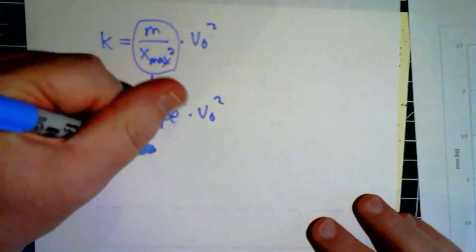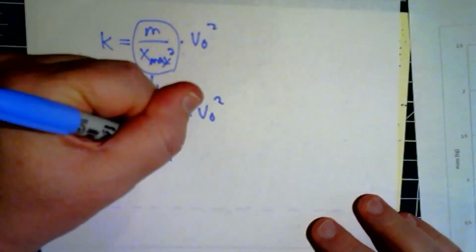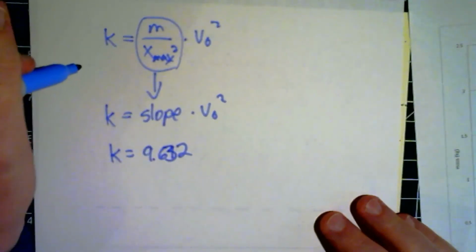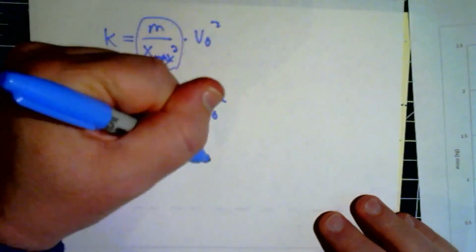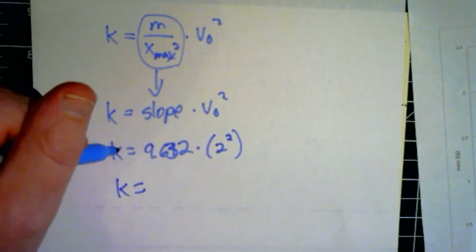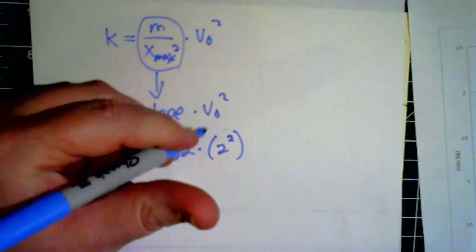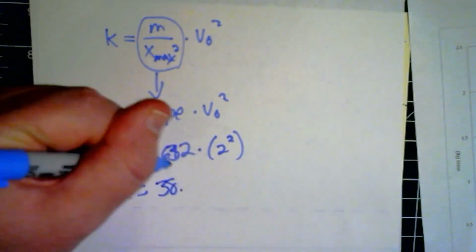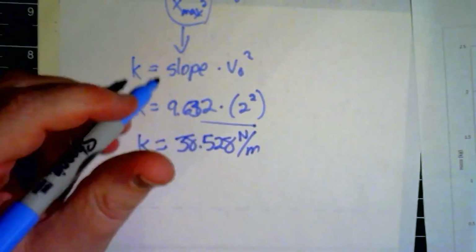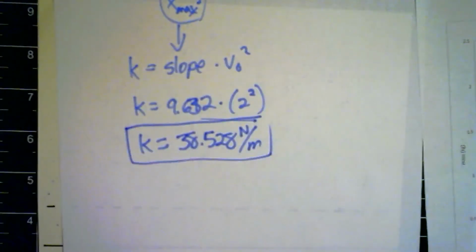And so for my calculations, I got 9.632, or sorry, 9.632 is my slope. And our initial velocity was 2. So that's 2 squared. And so when you end up calculating this, our very last answer is going to be 38.528 newtons per meter. Now, since you're going to be doing this by hand, probably on a test, if you don't have a calculator or you don't want to do it by calculator, you're going to have a range of values, but anywhere close to that, they allow a range of values for being correct.